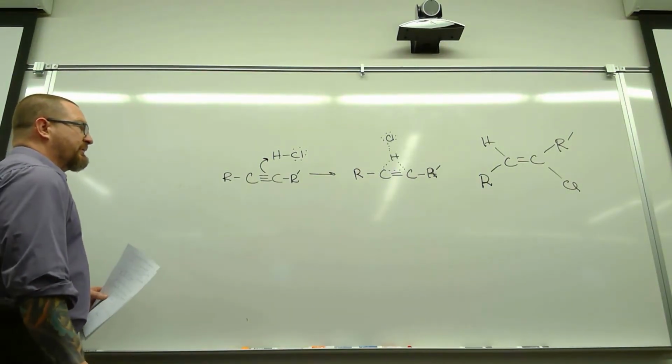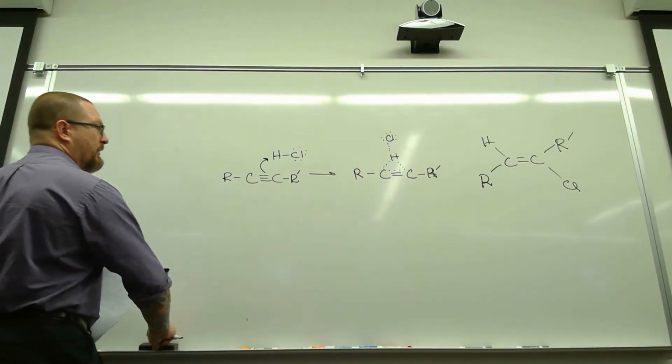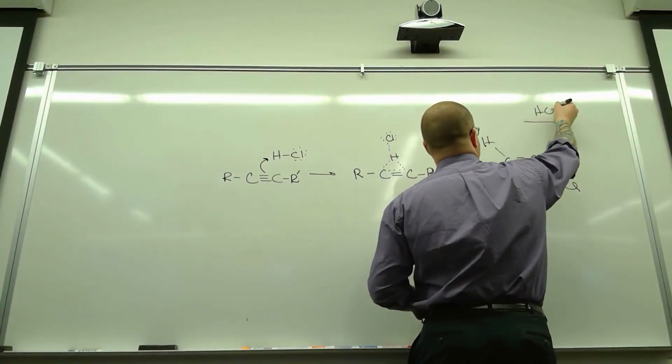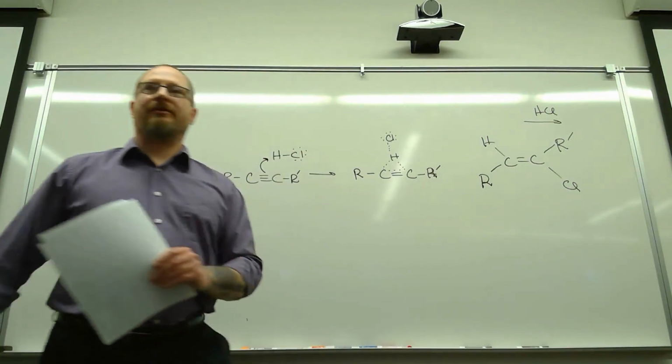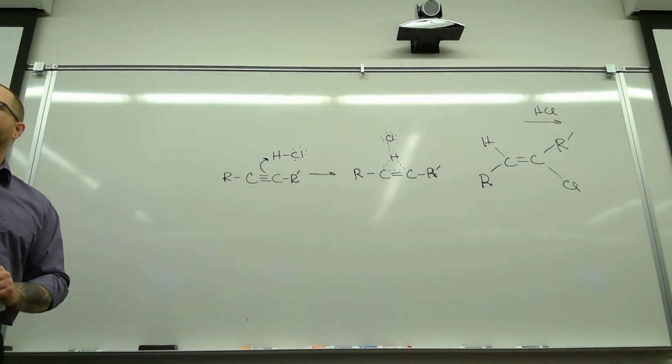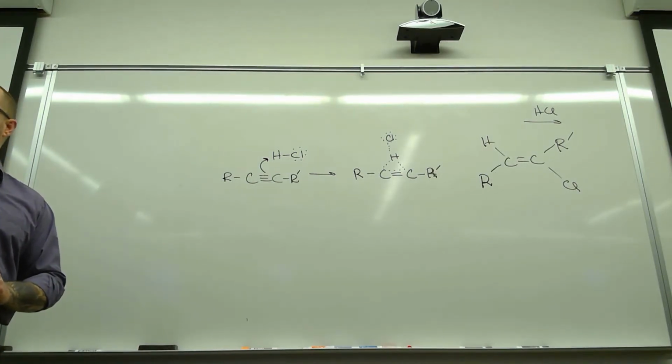So all this mechanistic stuff aside, what happens if we now have more hydrochloric acid hanging around? We have an excess of hydrochloric acid for this reaction. Right. Now we have an alkene that's going to do a second attack.